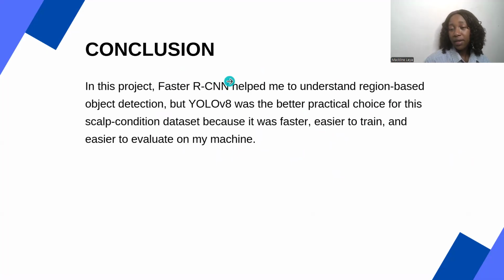Faster RCNN took almost a full night just training the model. It was so slow to evaluate on my machine, which was otherwise with YOLO. YOLO was slightly faster than Faster RCNN. Therefore, my model selection was YOLO V8.